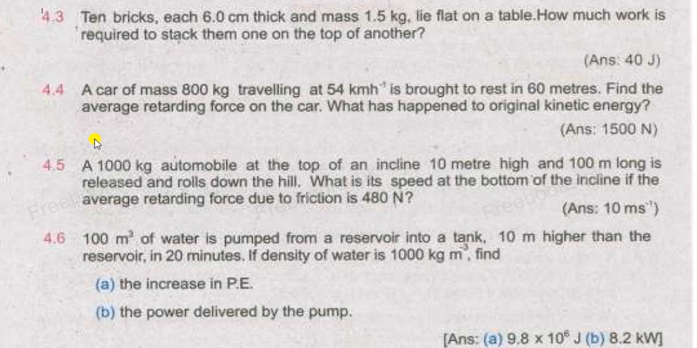So next is question number 4, and the statement of the question is: a car of mass 800 kg traveling at 44 km per hour is brought to rest in 60 meters. Find the average retarding force on the car. What has happened to the original kinetic energy?